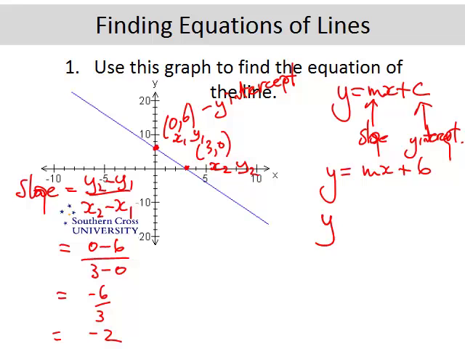So we've basically got our equation now, because the slope, m is the letter that means slope, so that's minus 2x plus 6.